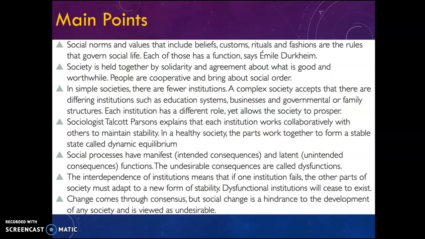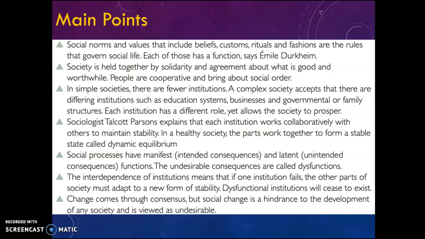So social norms and values are something that they say govern social life in regards to this theory, and that gives our society structure. And it's held together by solidarity and agreement, what's good and what's not, and people cooperate as a result of that. The theory also says that a simpler society has fewer institutions, and that a complex society accepts differing institutions that are needed, and each institution has a role, yet allows other institutions to go forth with their role in order for society to be successful.